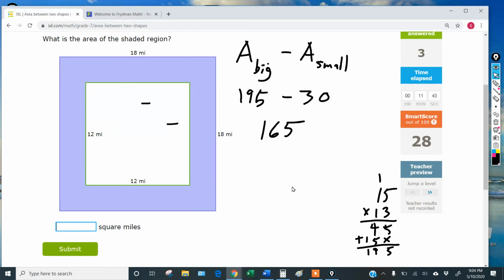Okay, we have another rectangle problem. Actually, we have a square problem. But a square is just a special kind of rectangle. It's a rectangle where all the sides are the same. So it's the same idea. You would do 18 times 18, and you would do 12 times 12, and then you would subtract. Okay, so let's jump ahead to the next level.